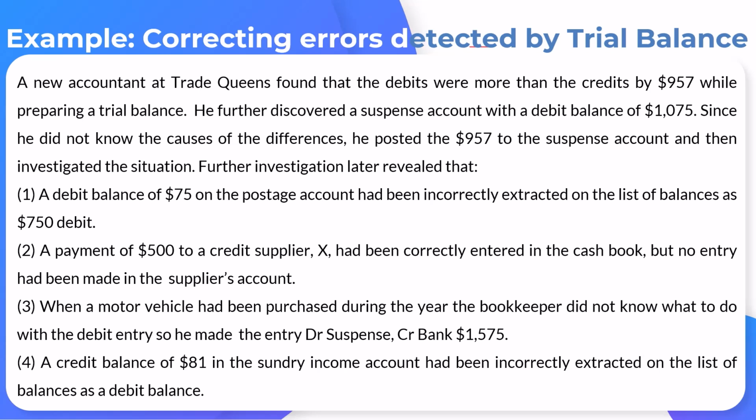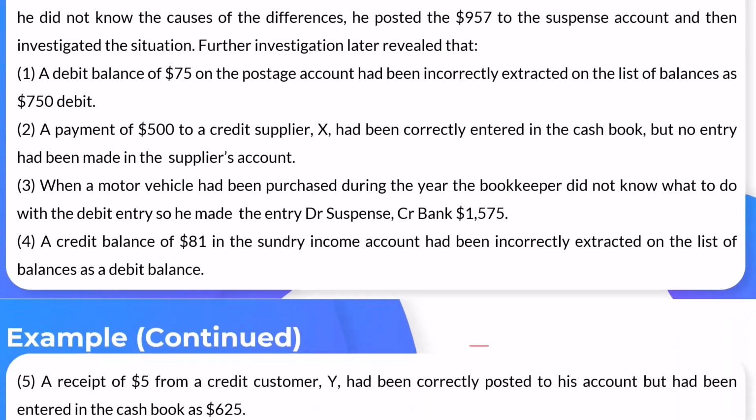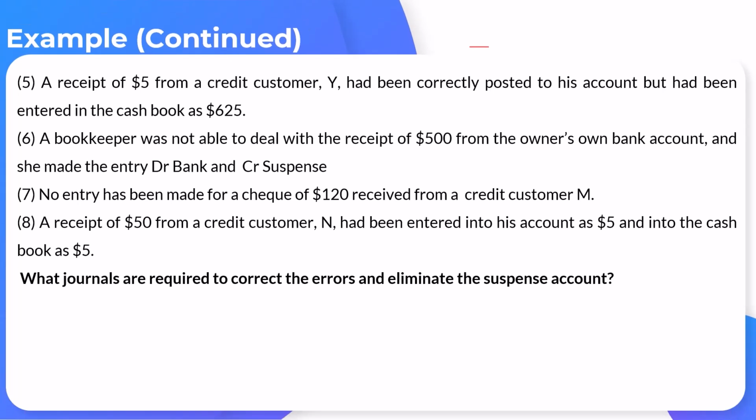Since he did not know the causes of the differences, he posted the $957 to the suspense account and then investigated the situation. Further investigation later revealed that 1. A debit balance of 75 on the postage account had been incorrectly extracted on the list of balances at 750. It goes on and on about the things that he has discovered. What the question is asking us is what journal entries are required to correct the errors and eliminate the suspense account. So to correct these errors, we are going to go transaction by transaction.